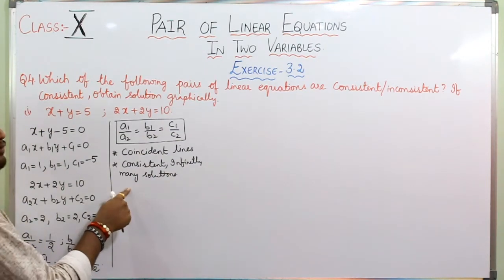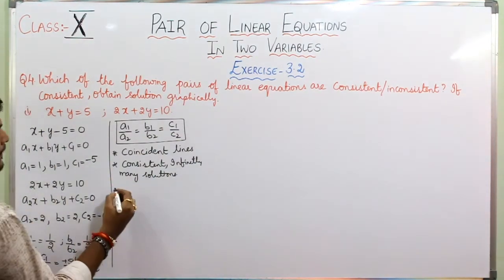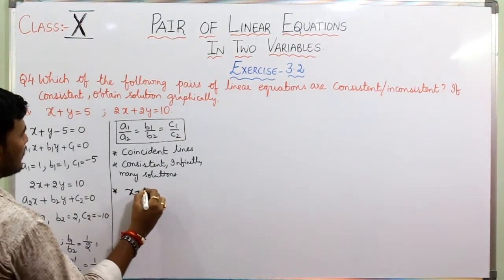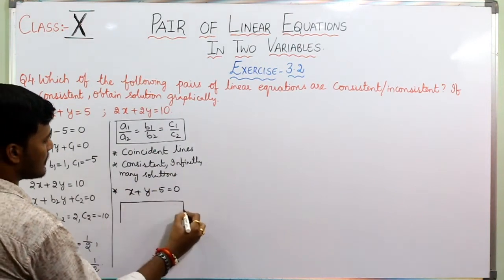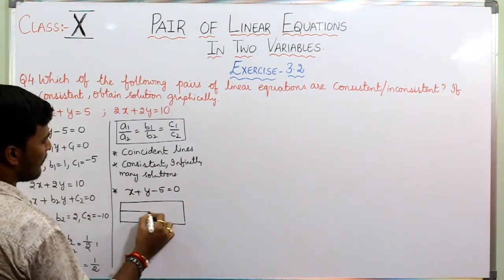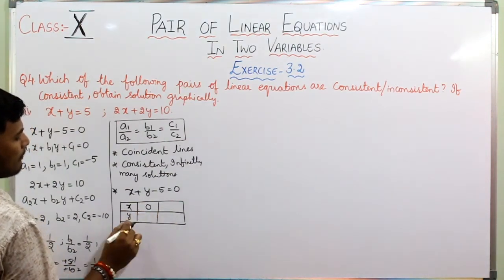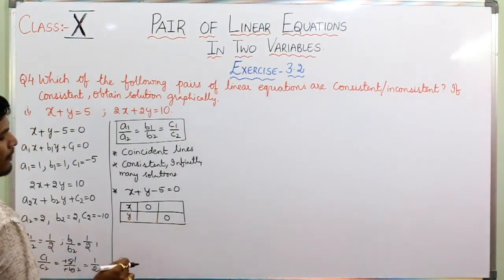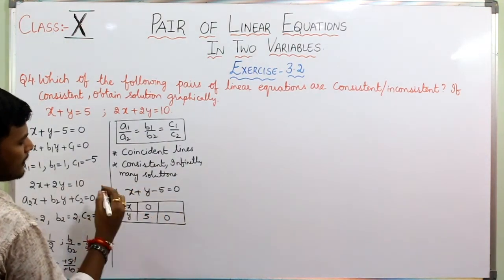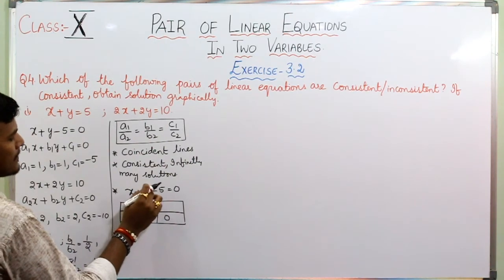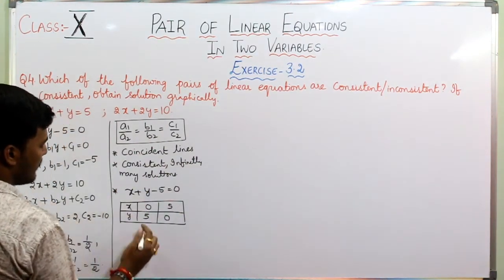So we have to find out these infinitely many solutions using the graphical method. For that, let us consider the first equation, that is x plus y minus 5 is equal to 0, and let us consider a table of values. You can take any values, but I am considering once x as 0 and the second time y as 0. If I make x as 0, y will become 5, and if I make y as 0, x will also become 5. So these are the solutions of the first equation.